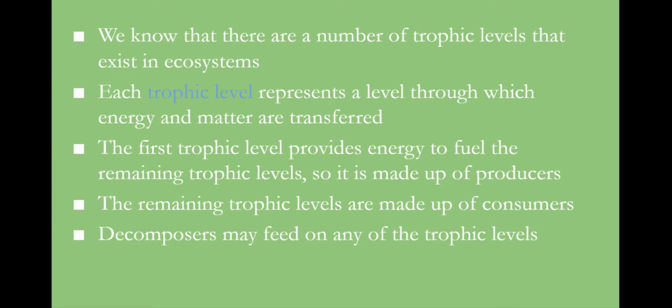We know that there are a number of trophic levels that exist in ecosystems, and each one represents a level through which energy and matter are transferred. So again, that energy transfers from one trophic level to another. The first provides energy to fuel the rest of the levels. So it's always made up of producers. You always have to have your first trophic level being producers.